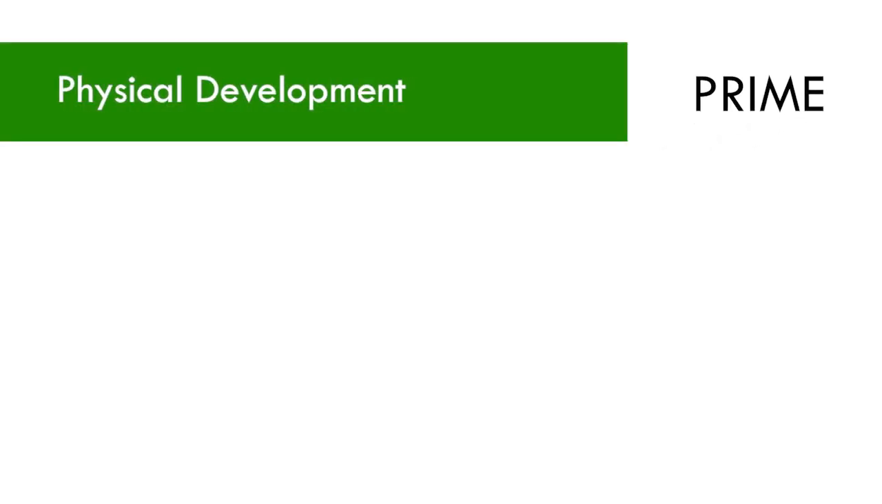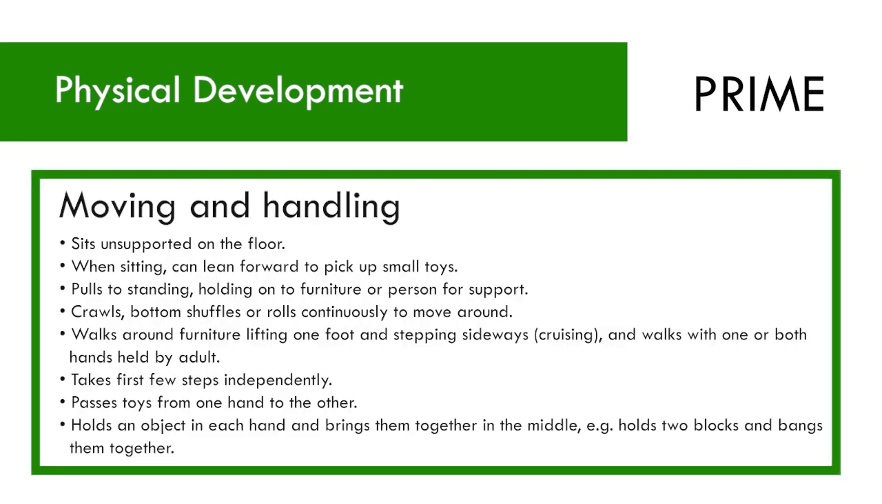Physical development, moving and handling. Sits unsupported on the floor. When sitting, can lean forward to pick up small toys. Pulls to standing, holding on to furniture or person for support. Crawls, bottom shuffles or rolls continuously to move around. Walks around furniture, lifting one foot and stepping sideways, cruising, and walks with one or both hands held by adult.